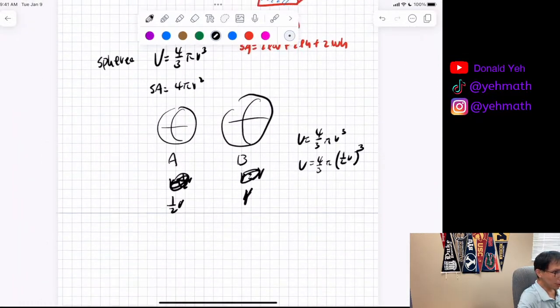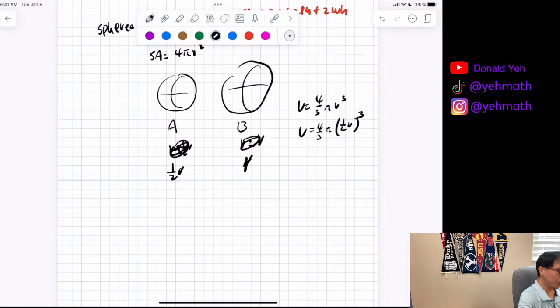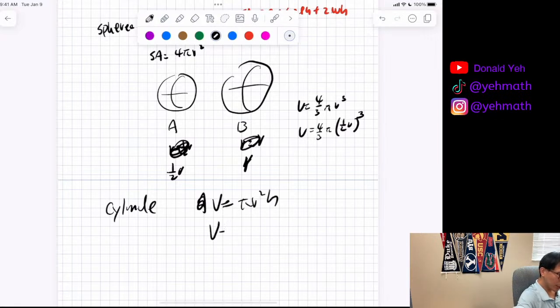All right. So sphere, you have to know your sphere. You have to know your cylinder. What is a cylinder? What's the volume of a cylinder? It's pi r squared h. Pi r squared h. Right.